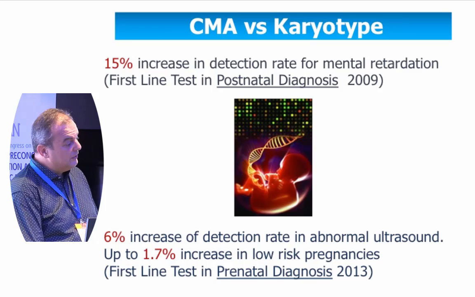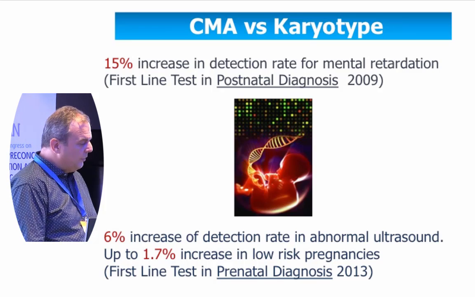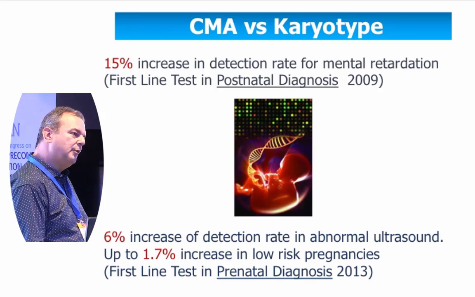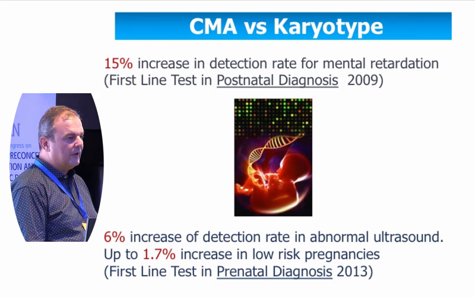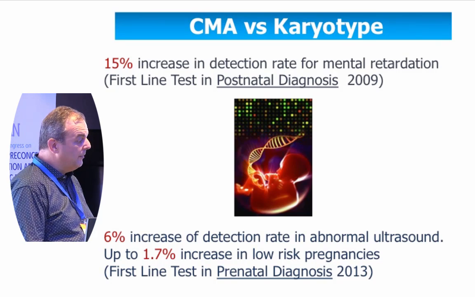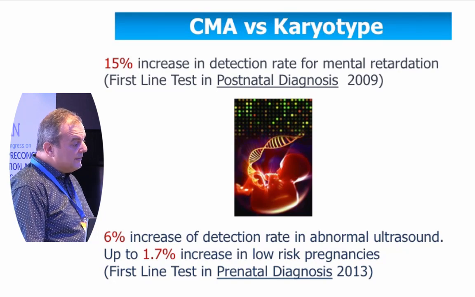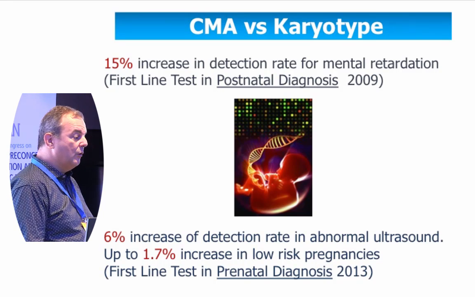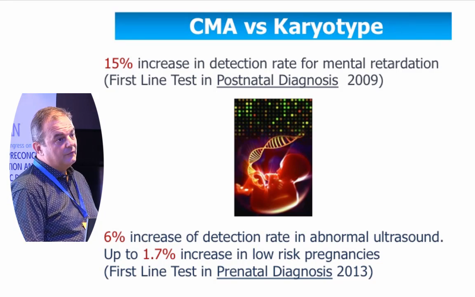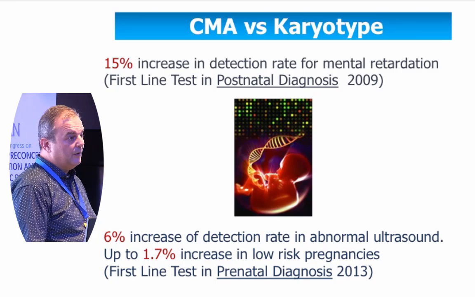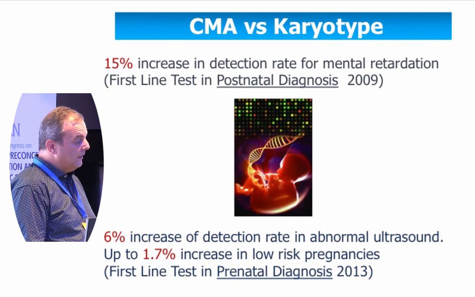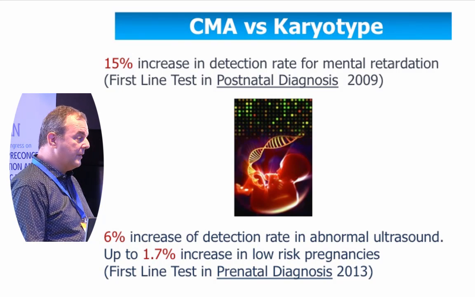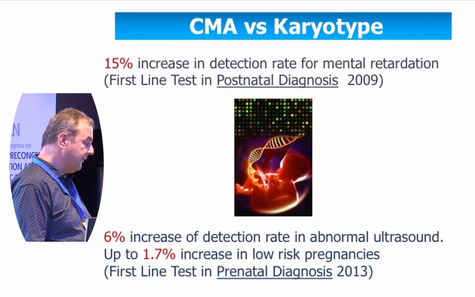In prenatal samples, we know now that about 6% more chromosomal abnormalities can be detected in fetuses with a normal ultrasound and a completely normal karyotype, and also about 1.7% in fetuses without even karyotypes, so just in low-risk pregnancy. So this prompted the use of microarray as a first-line test, also in prenatal diagnosis, in 2013.